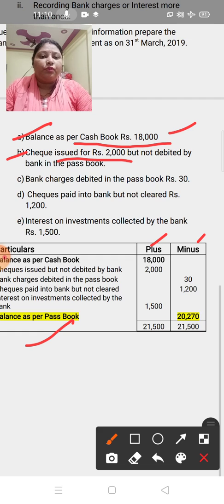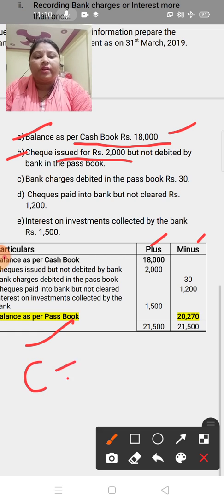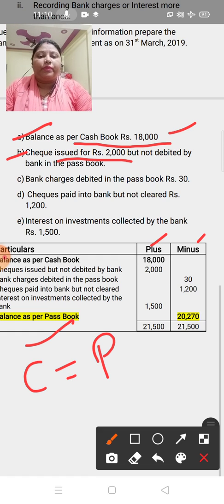So what you have to do? You have to find out the passbook balance now. You have to add or subtract. See, the cash book balance is already given, 18,000. Now this cash book balance you have to make equal to the passbook. While solving these questions, you have to see only this: you have to make the cash book equal to the passbook.